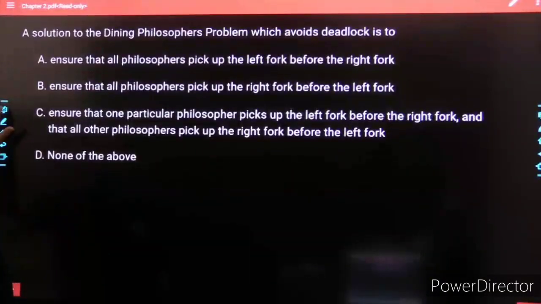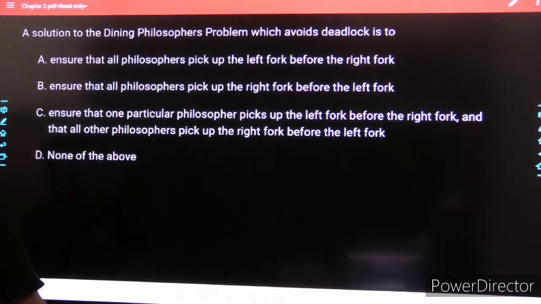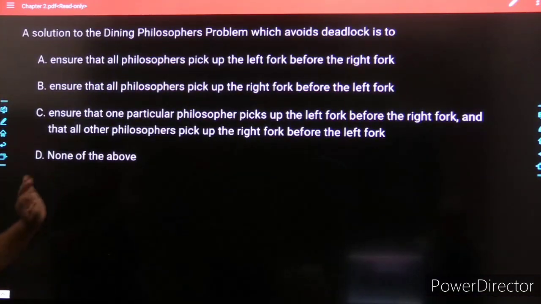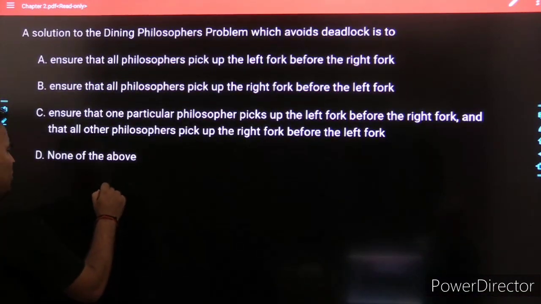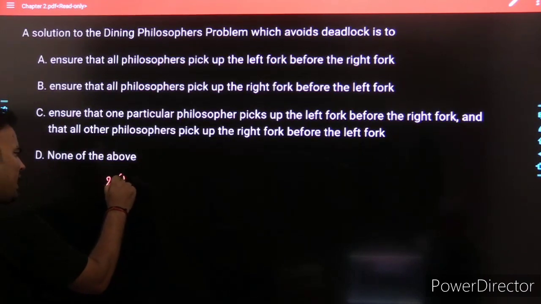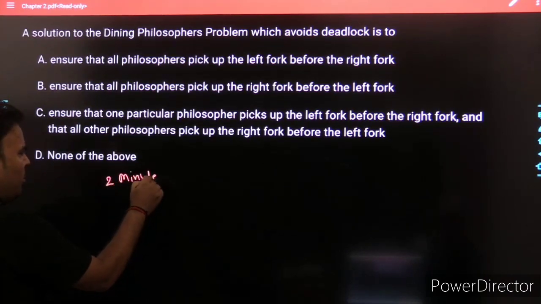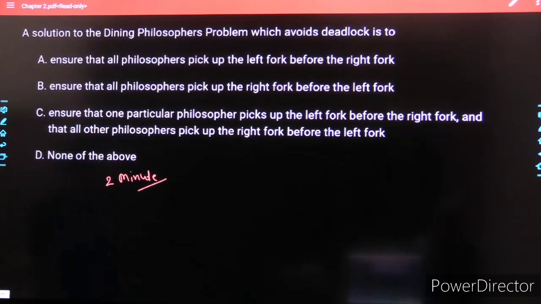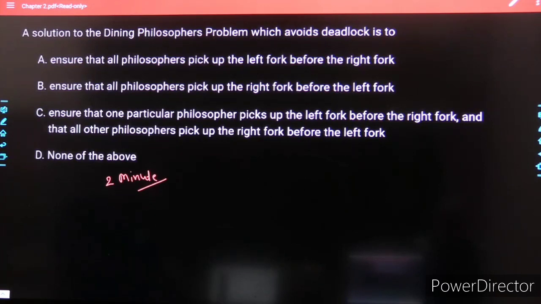This is your next question, my dear friends, and I hope you are able to give the answer. This is a very logical and very good question. So here I am giving you 2 minutes. Try to solve by yourself, my dear friends. Just go on the dining philosopher problem.